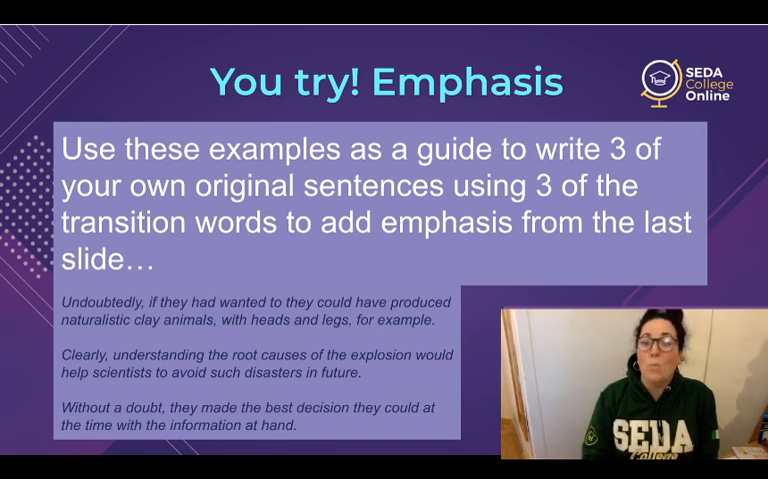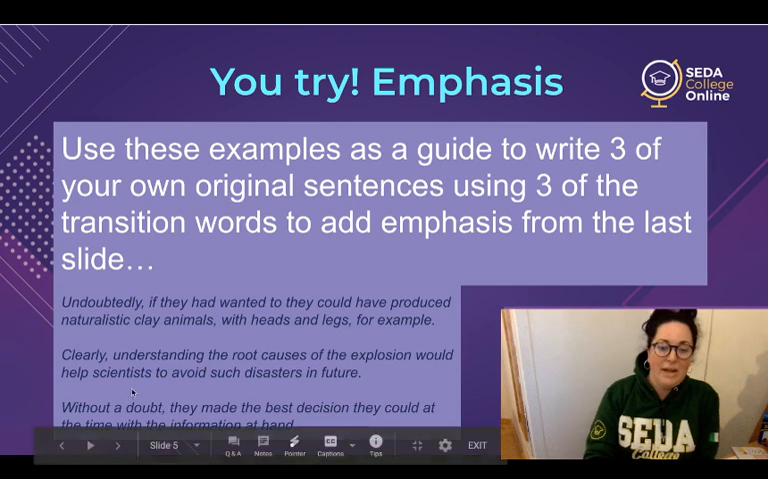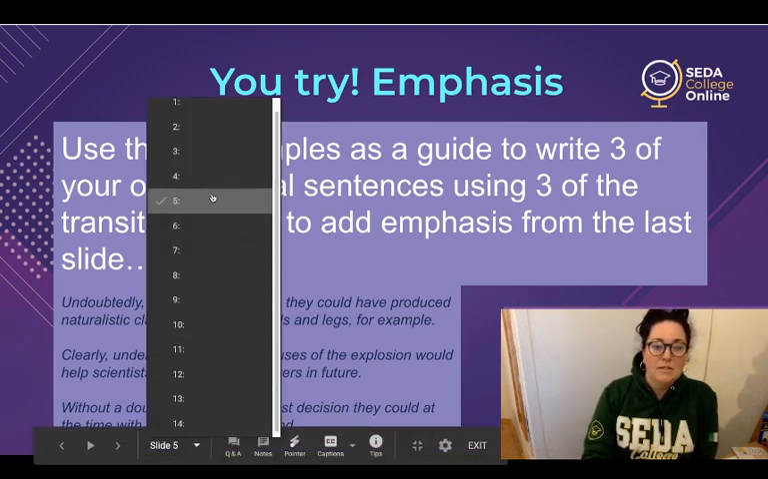Undoubtedly, if they had wanted to, they could have produced naturalistic clay animals with heads and legs, for example. Clearly, understanding the root causes of the explosion would help scientists to avoid such disasters in future. Without a doubt, they made the best decision they could at the time with the information at hand. Okay, so let's go back to slide 4.